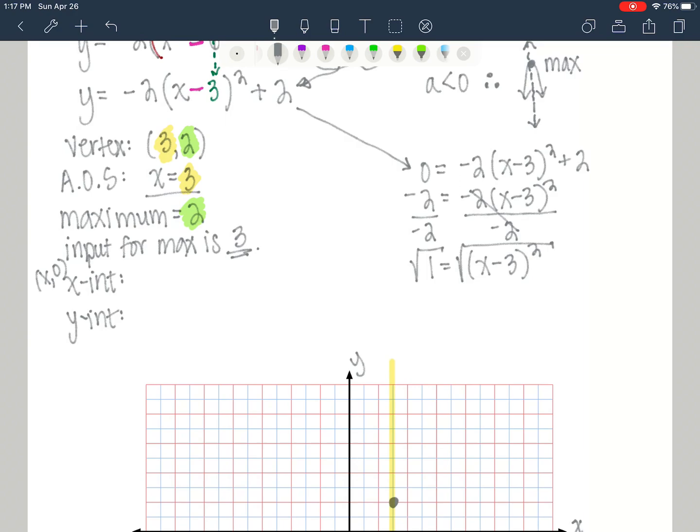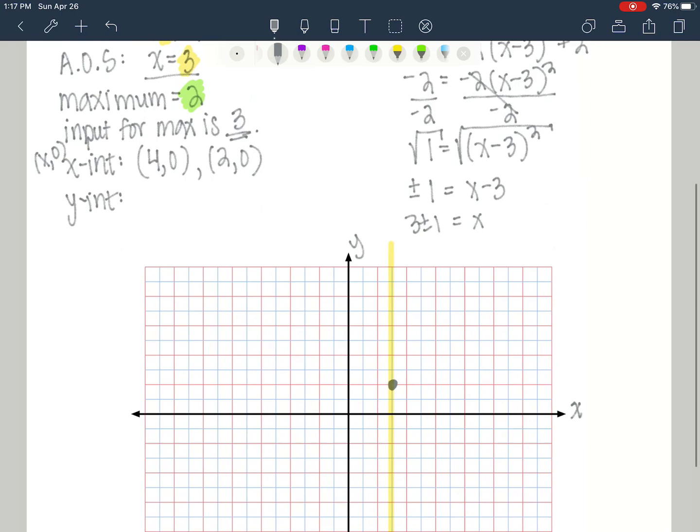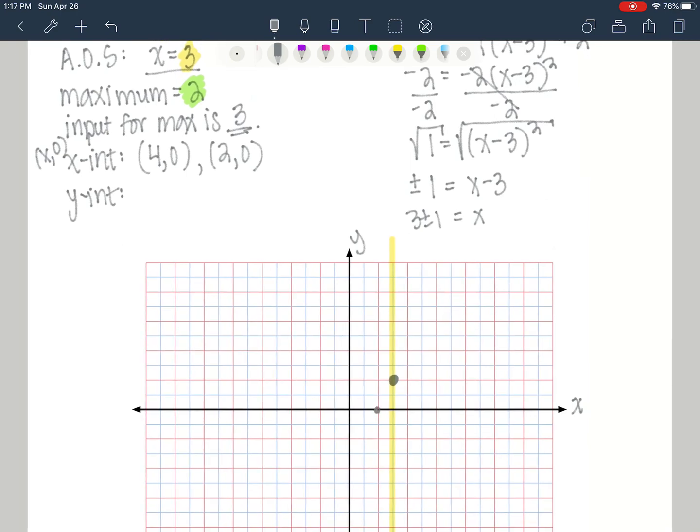I'm going to square root both sides, giving me a plus or minus 1 on the left and x minus 3 on the right. I add 3 to both sides, and I get 3 plus 1 and 3 minus 1. Well, 3 plus 1 is 4, and 3 minus 1 is 2. So those are my two intercepts, 4, 0, and 2, 0.